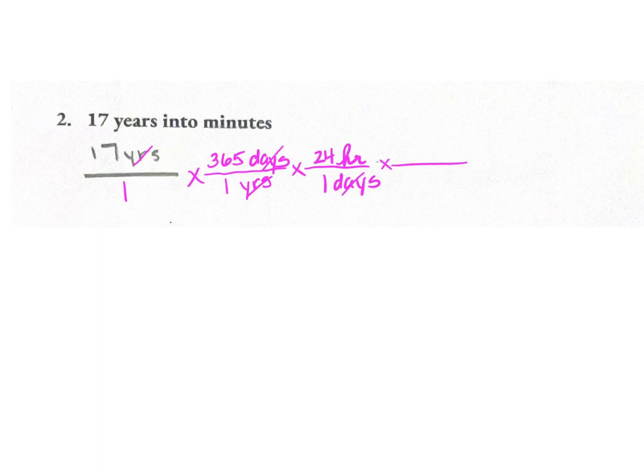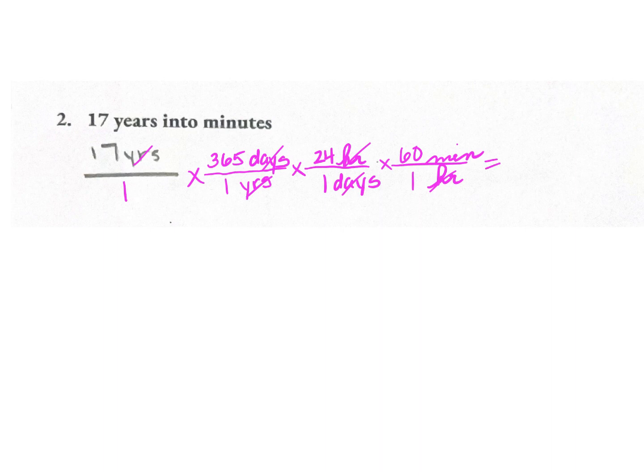And if I stop the problem right now, I'd be in hours. But obviously the question asked for minutes. So do I know how many minutes are in an hour? I do. So I'm going to put hours on the bottom again because I want those to cancel. And I'll put minutes on the top. And then I know 1 hour is equivalent to 60 minutes. And so now, again, I could cancel my hours, and you're done as far as setting up the problem.